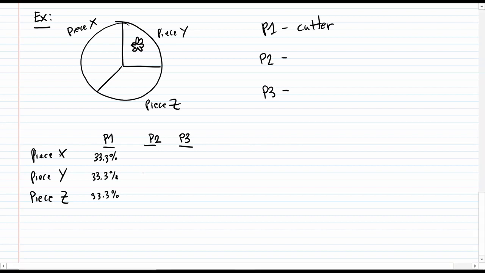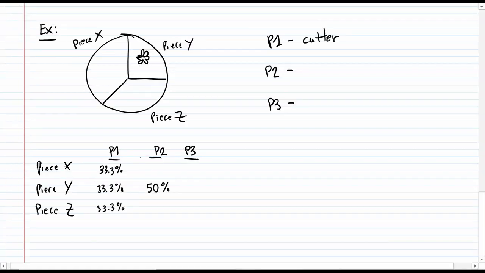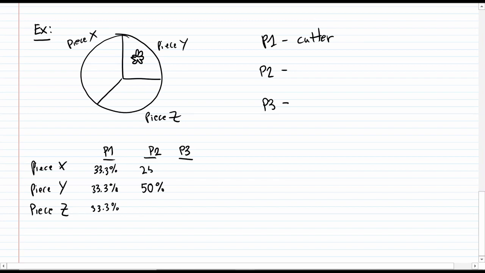Player 2 says, oh, I really like that flower. All right, so I really think piece Y is great. I think it's 20% of the whole cake. And piece X and piece Z, okay, they're fine, but I gotta have that flower on my cake. All right, so piece X and piece Z, those are about 25%. Player 2 does not like them.